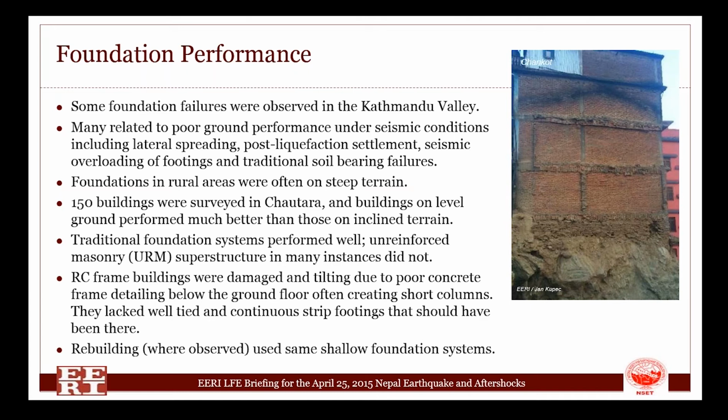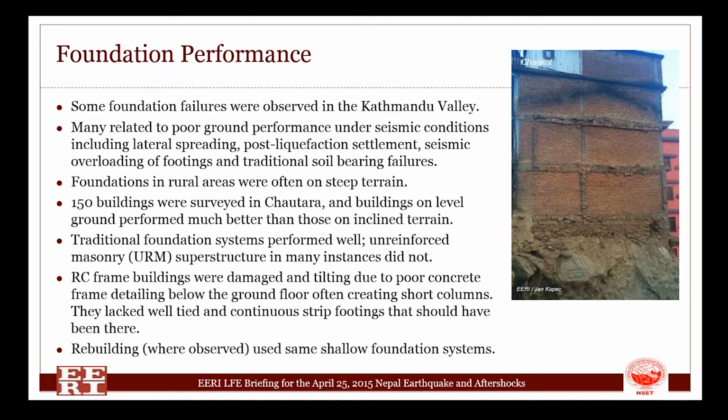Traditional unreinforced masonry superstructures in many instances did not perform as well as the foundation systems they were sitting on. Many modern RC frame buildings were damaged and were tilting. In many instances, we observed poor concrete frame detailing below the ground floor that caused issues. It created short columns, and quite often the continuous strip foundation that should have been installed was lacking.